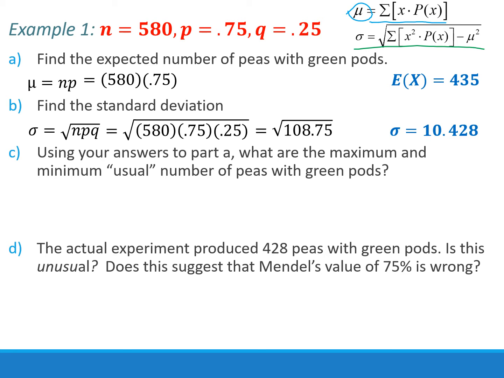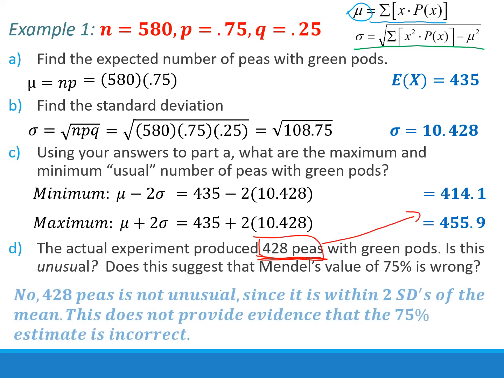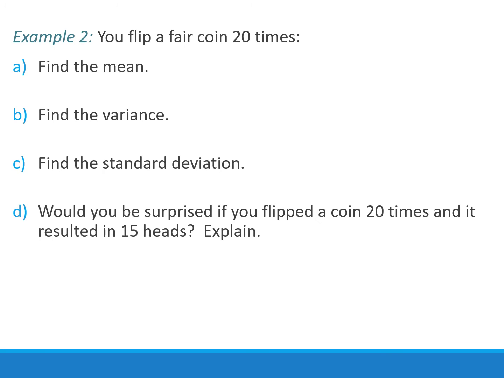Based on that, let's find the minimum and maximum usual number of peas. Remember, anything outside of 2 standard deviations from the mean is unusual. So we subtract 2 standard deviations from the mean to get the minimum usual value, and add 2 standard deviations to get the maximum usual value. Those are our minimum and maximum usual values. How does this compare with what Mendel actually observed, which was 428 peas? That wouldn't be unusual at all. That's right in the middle there. So that's within 2 standard deviations of the mean, so it does not provide evidence that the 75% estimate is incorrect.